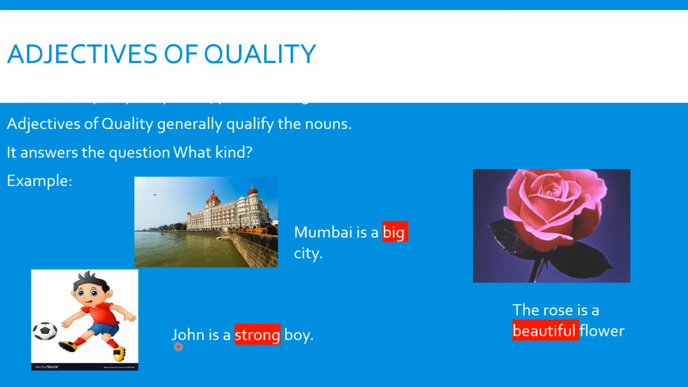The third example, John is a strong boy. So strong is the adjective of quality. It qualifies the noun boy. You ask the question, what kind of boy? You get the answer strong. So strong is the adjective of quality. So big, beautiful, and strong are adjectives of quality.